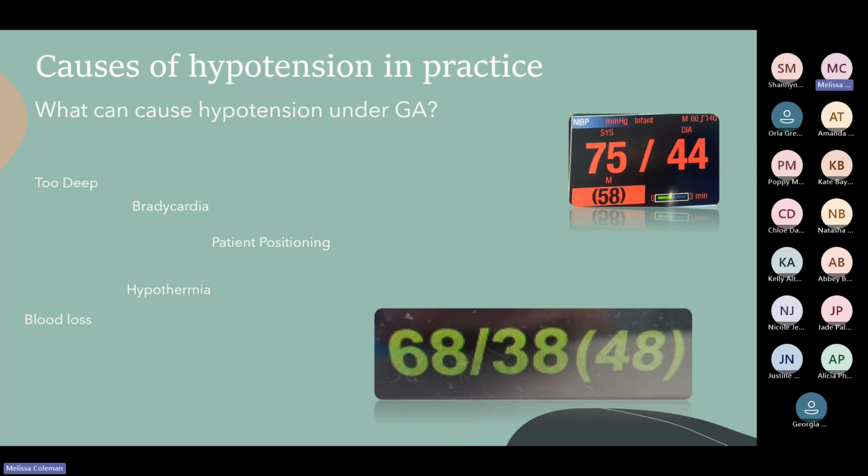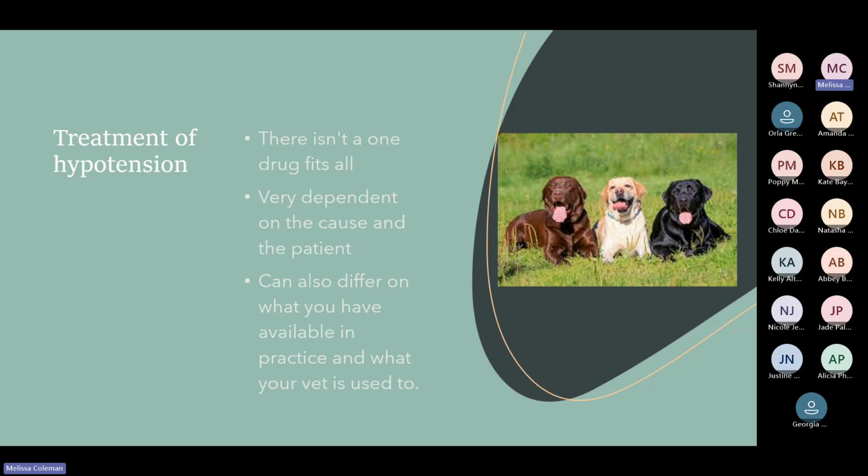We're going to go through all the treatments now of hypotension, and it's important to know that there isn't one drug that fits all. It would be amazing if we had one drug that fixed everything. It would make our lives so much easier, but unfortunately we don't. It is very dependent on the cause and the patient, and it can also differ depending on what you have available in practice and what your vet is used to. Some of the things I'm saying, some vets might feel uncomfortable with, so have good communication with them and figure out a plan together.